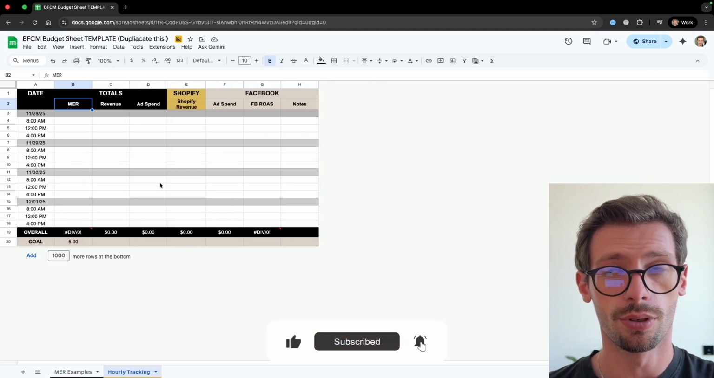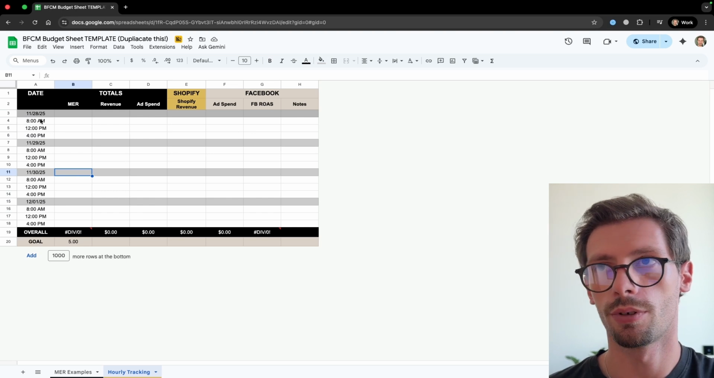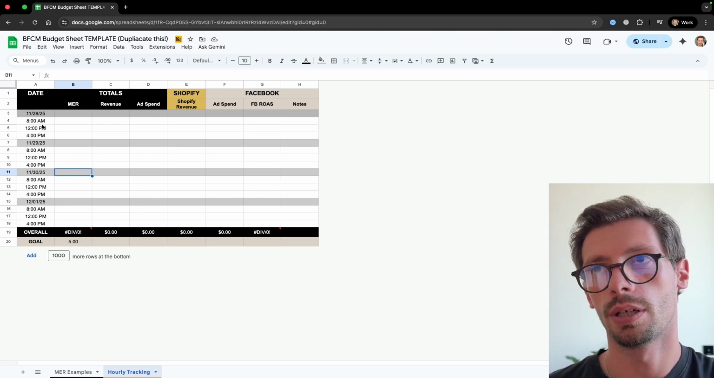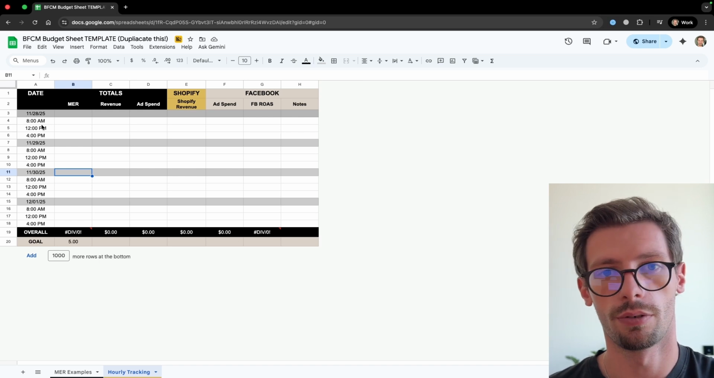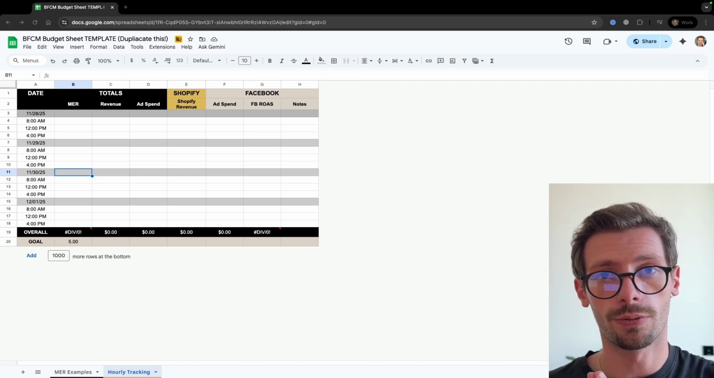Again, based on your spending levels, you want to also decide how many checkpoints you want to have per day: every 4 hours, every 6 hours, or if you're spending 10,000 per day, every 2 hours, or maybe even every hour. Now again, if you need more context and a concrete guide on what kind of creatives to run, check out also this video.